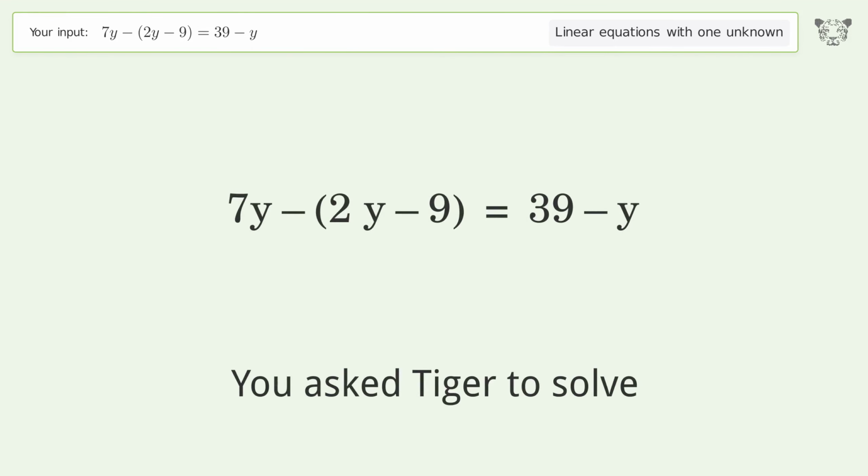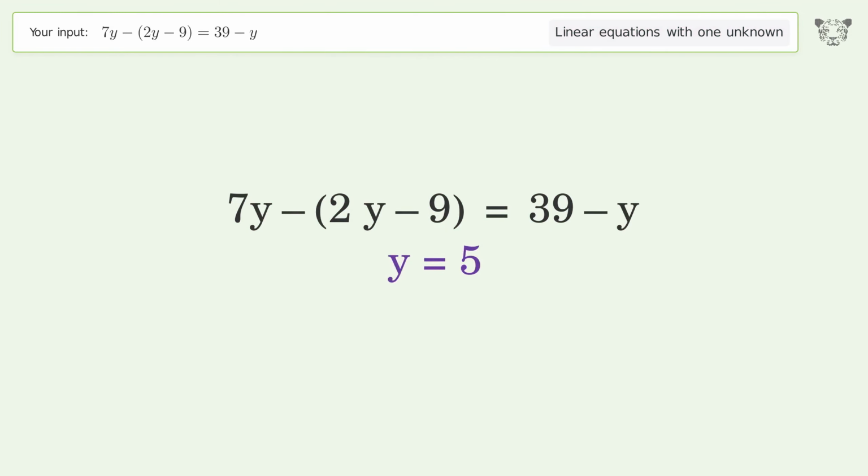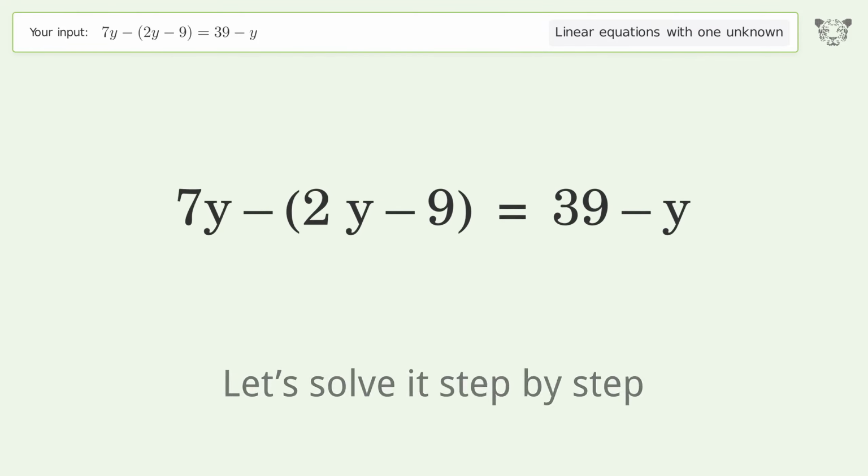You asked Tiger to solve this. It deals with linear equations with one unknown. The final result is y equals 5. Let's solve it step by step.